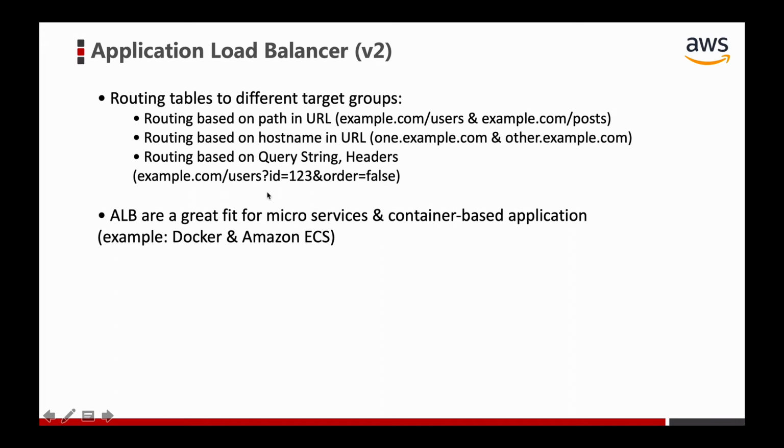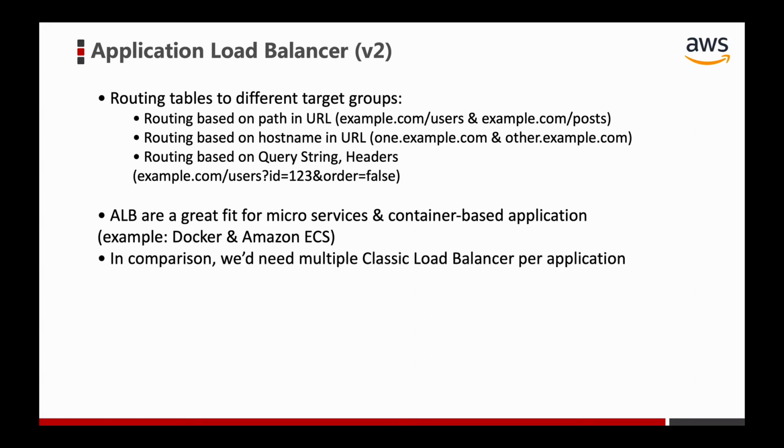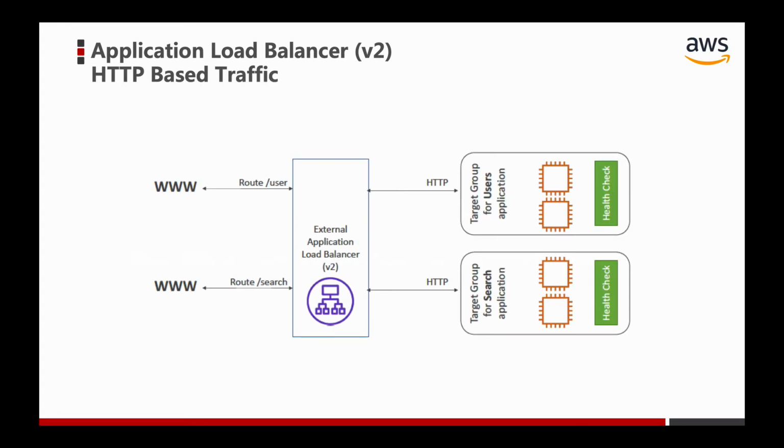ALB is a great fit for microservice and container-based applications, for example, Docker and Amazon ECS. In comparison, we need multiple CLBs, one per application, but using ALB, we just need one.